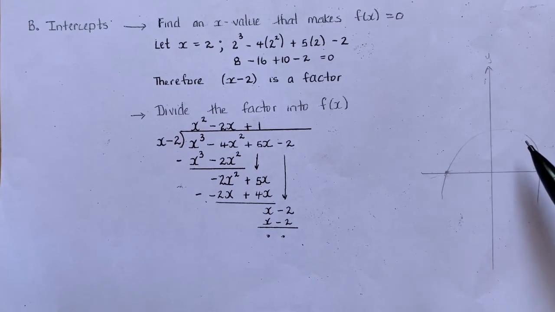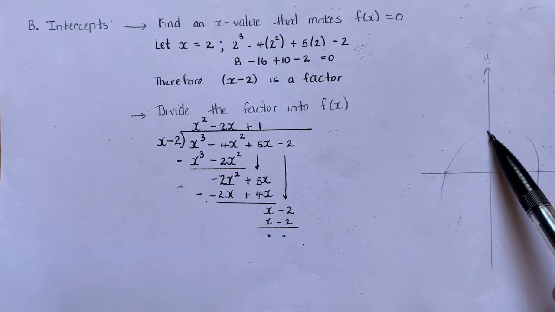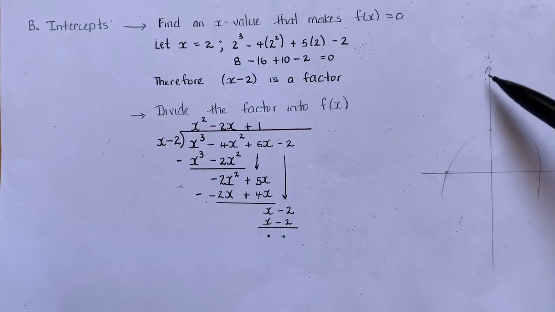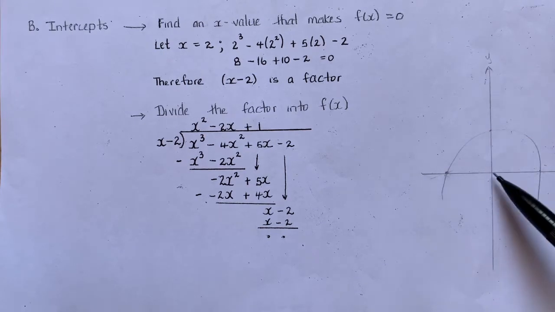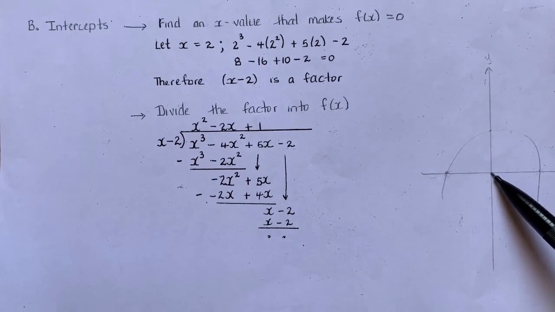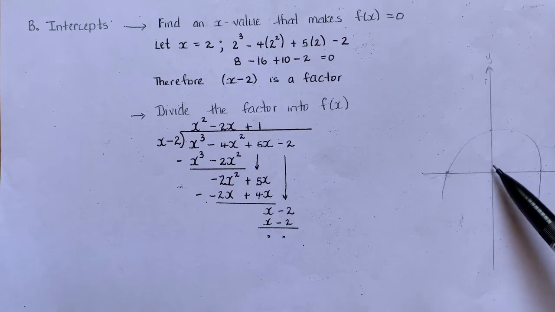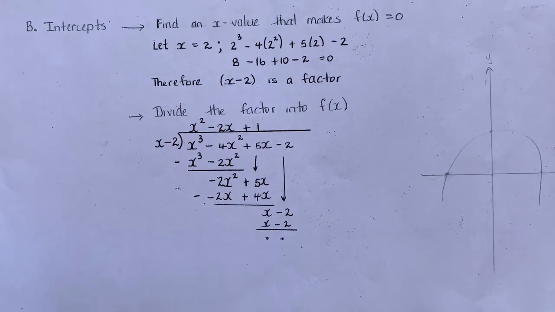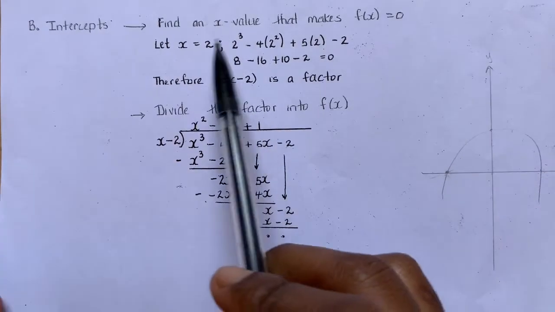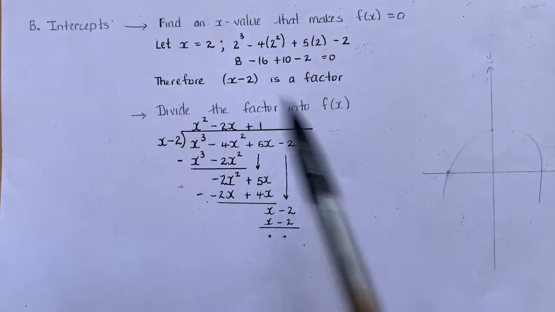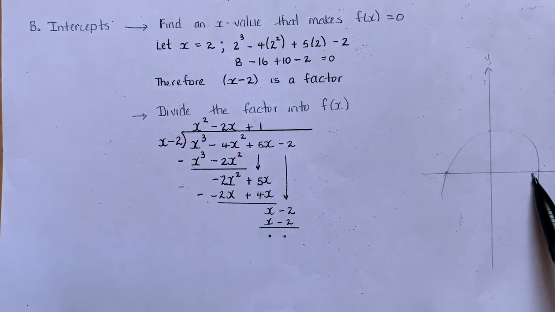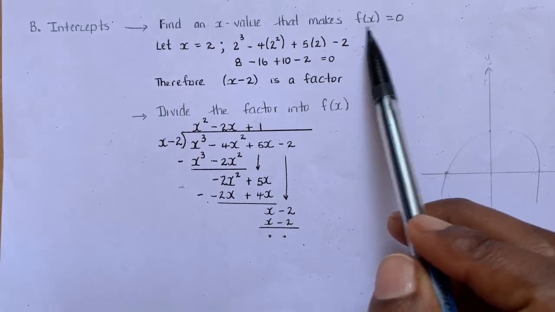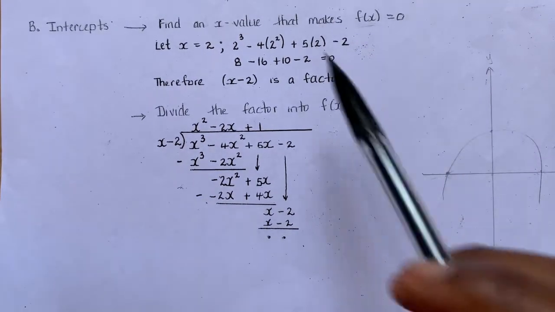The same principle applies for the y-intercept. This is where the curve cuts the y-axis, and anywhere along here, x is equal to 0. So if we make x 0, we'll be able to find that y value. Let's see what we mean. So first we're going to find the x values. We're going to make y equal 0. As you see here, I'm making f of x or y 0.